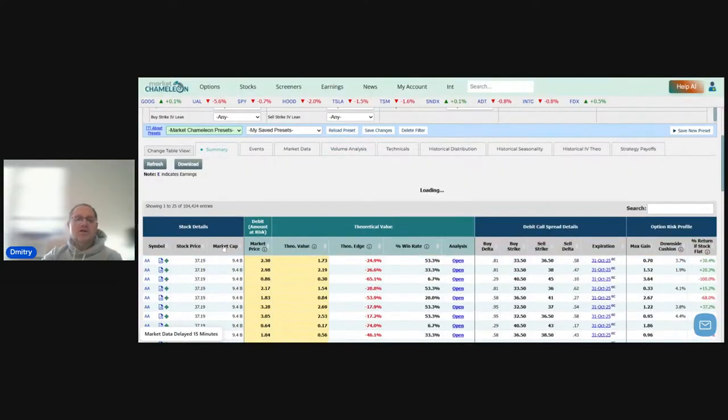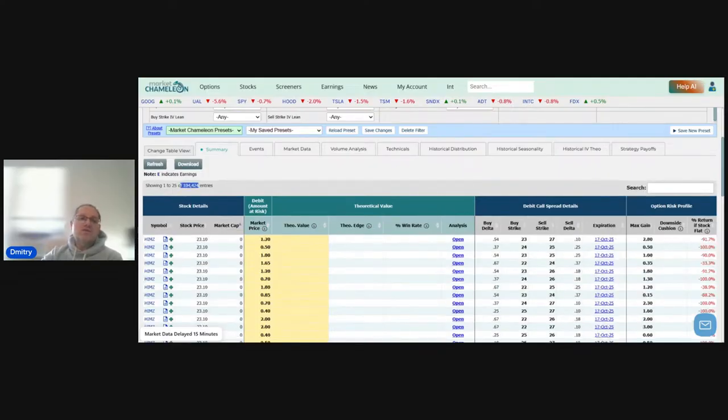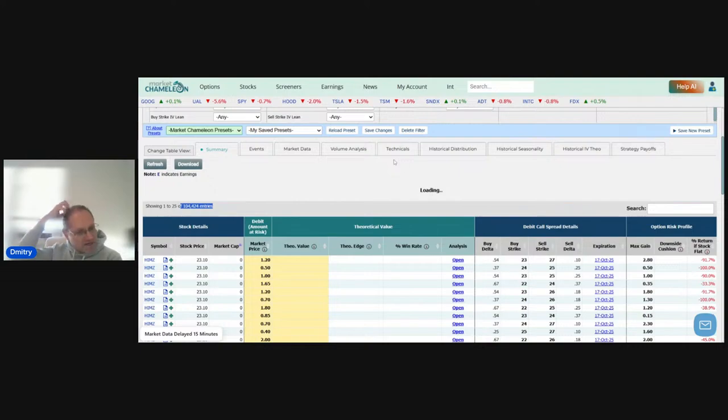Click on market cap. This will refilter. You see we have 104,000 different spreads in here that we're analyzing. So I'm going to go back to highest market cap.